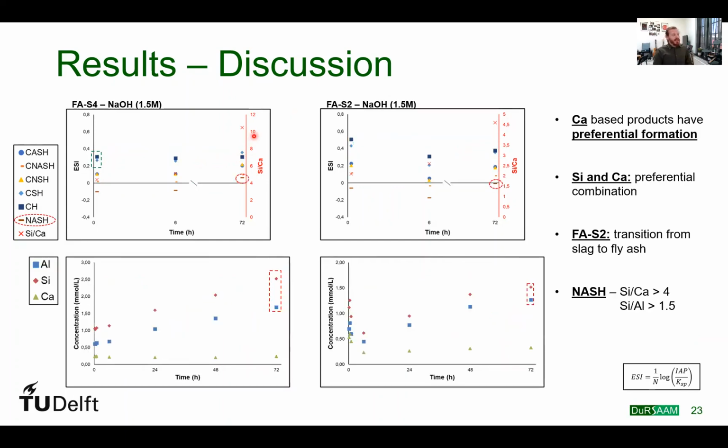And the formation of NASH gel is actually only observed for siliceous fly ash in later stages. And it's important to notice here that it only happens when your silicon to calcium ratio is above 4. So once your system is depleted in calcium, then formation of NASH is favored.